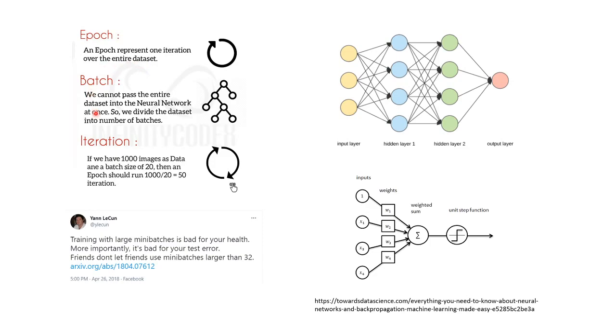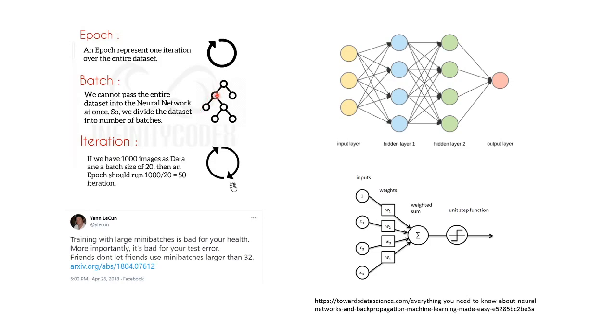A batch is, due to the fact that we cannot pass an entire data set into the neural network at one time, we divide it into a number of batches. So say we have 1,000 images that we're going to feed into our neural network to train it. We'll feed it in batches of maybe 4 images at a time to speed up the process, but not put them all in there at the same time, because then that would not be a good training method.